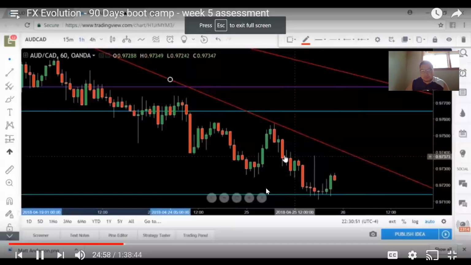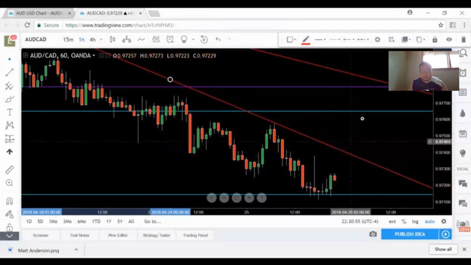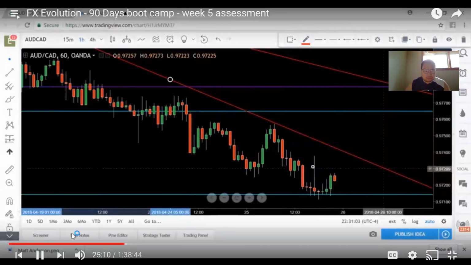If it bounces back down off the trend line, don't get in for a sell. It is on the downward trend. And if it could possibly go up to here and hit this support and bounce back down, but most likely on the trend line and go down for a sell.